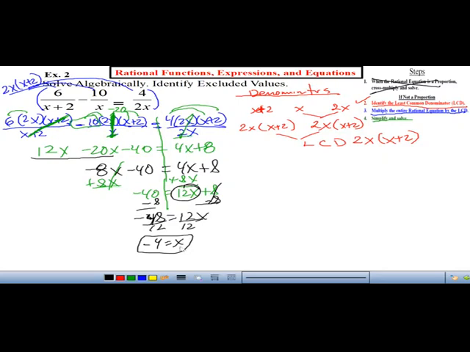Okay. Are we done? No. Excluded values. Tell me what to write for the excluded values, Hayden.